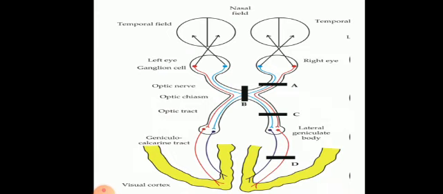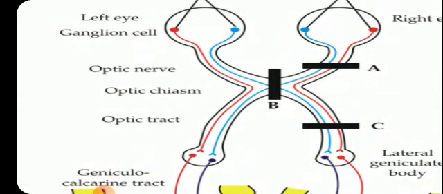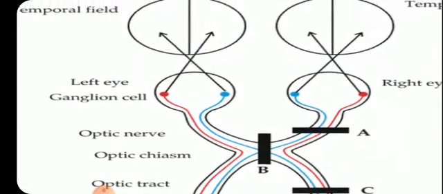That means the red fibers are the temporal field fibers. I think I've made a small mistake at the beginning. The red fibers are the fibers which are taking care of the temporal field of vision, and the blue colored fibers are taking care of the nasal field of vision. So the nasal fibers actually cross at the optic chiasma. I'll slightly enlarge the figure so you can have a better view.